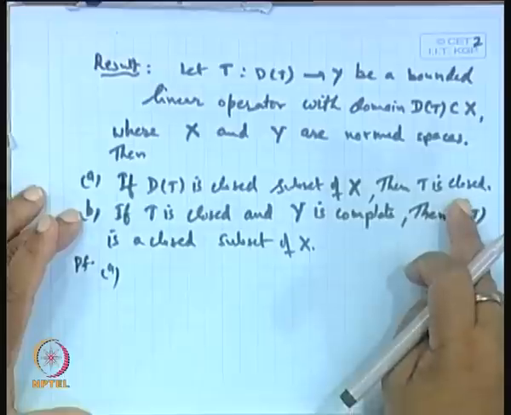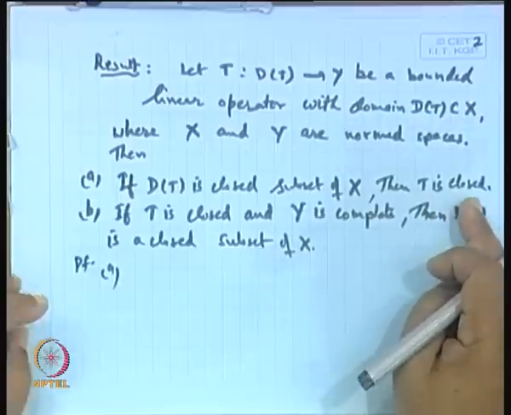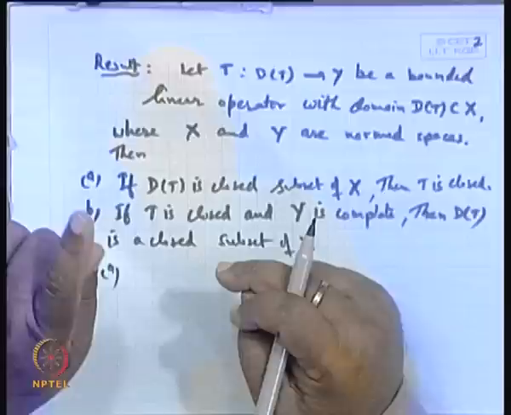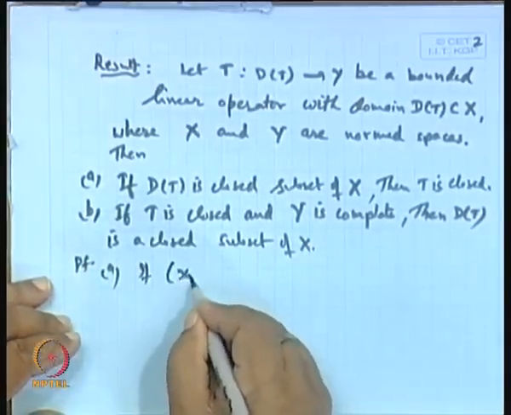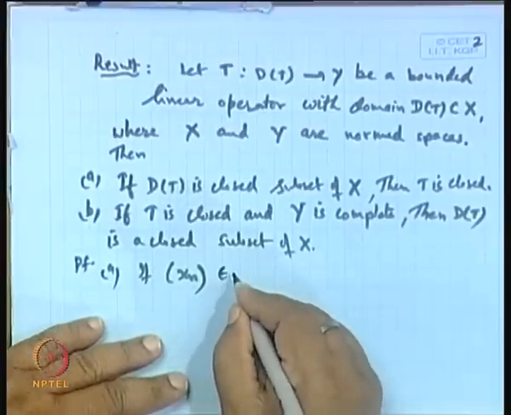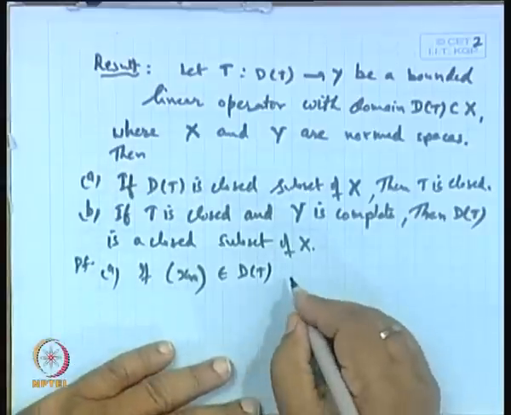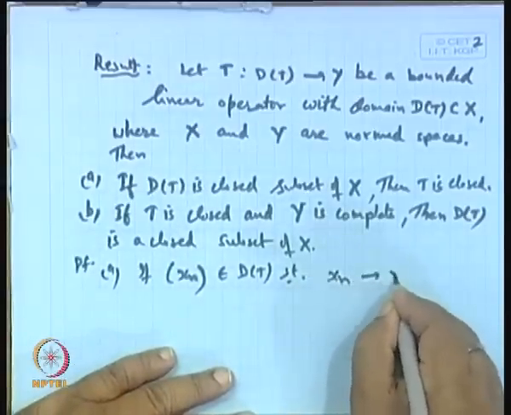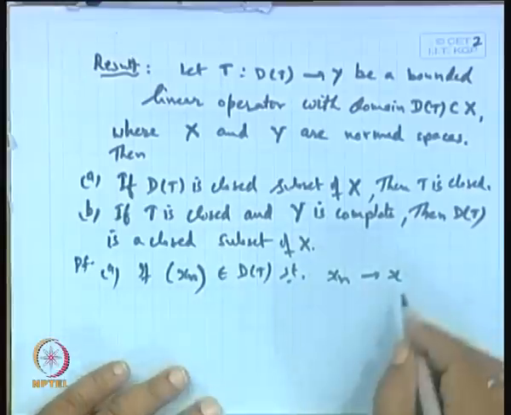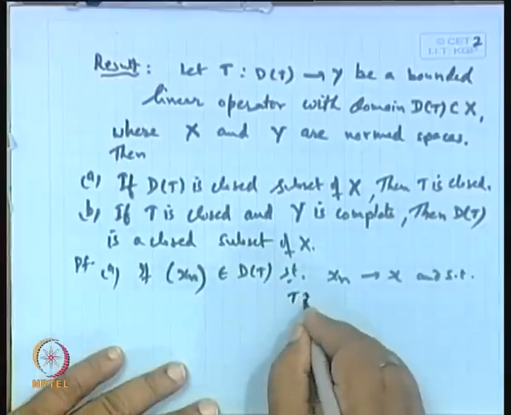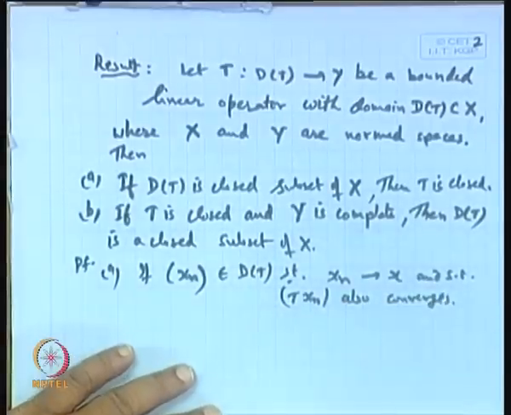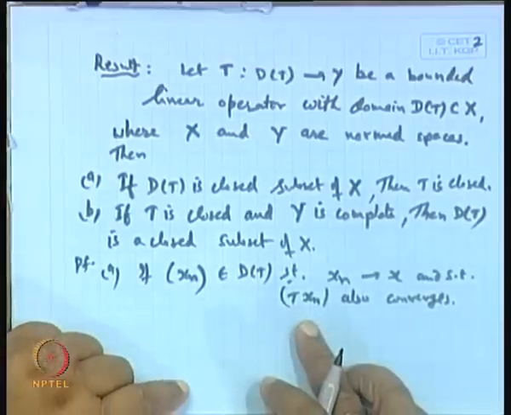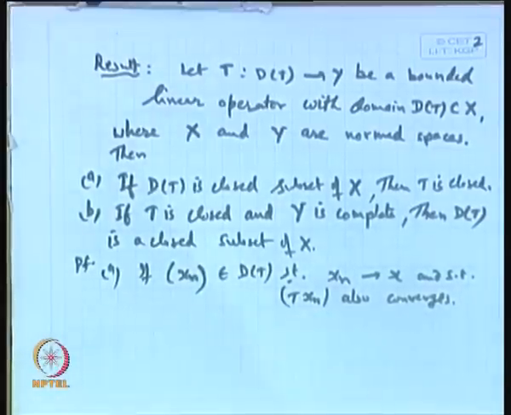What we want is that T is closed. T is closed means: if x_n converges to x, and if T x_n converges to y, then y is equal to T x. Okay, so that is what we wanted to show. So, let x_n belong to D(T) such that x_n converges to x, and such that the sequence T x_n also converges. Now, if T x_n converges to some point y, then y is equal to T x. That is what we wanted to show.